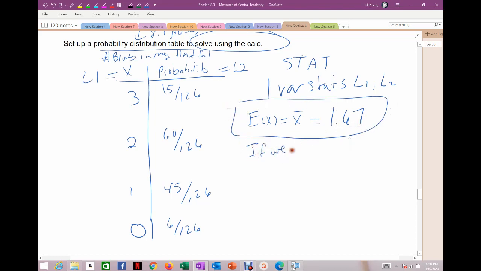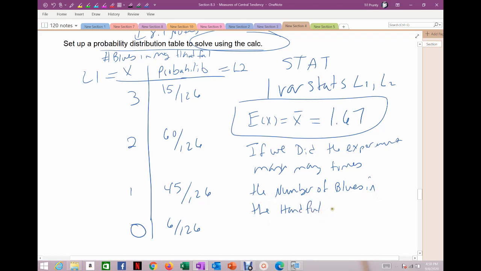So again, if we did the experiment many times, so we reached into this bag of marbles and grabbed out many handfuls of marbles, sometimes we get 1 blue, sometimes we get none, sometimes we get 3. The number of blue marbles that we get averages to about 1.6. So on average, again, it's an average. If I add up all the different outcomes, where I get 3, 2, 1, 0, and averaged them, the average should be about 1.67 if we did this a whole bunch of times. The more times we do it, the closer to that average we get.